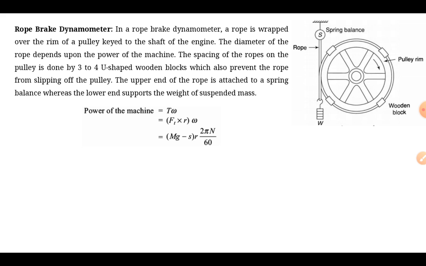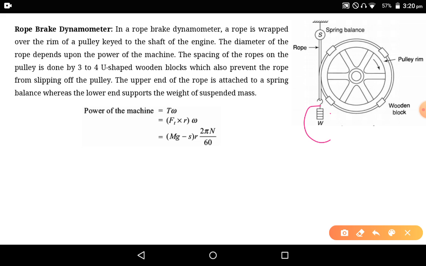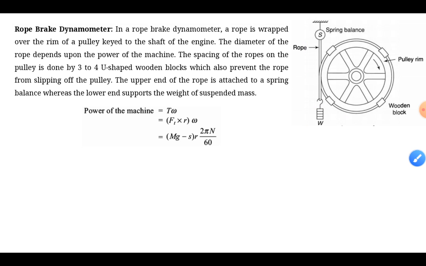mg is the reading, or you can say the tension in the tight side, and S is the reading in the spring balance, that is the tension in the slack side, right? So mg minus S will be the difference in the tensions in the tight side and slack side, right? That is multiplied by r, and this gives you the value of torque being transmitted. And the omega you can write in terms of speed as 2 pi N by 60, right?